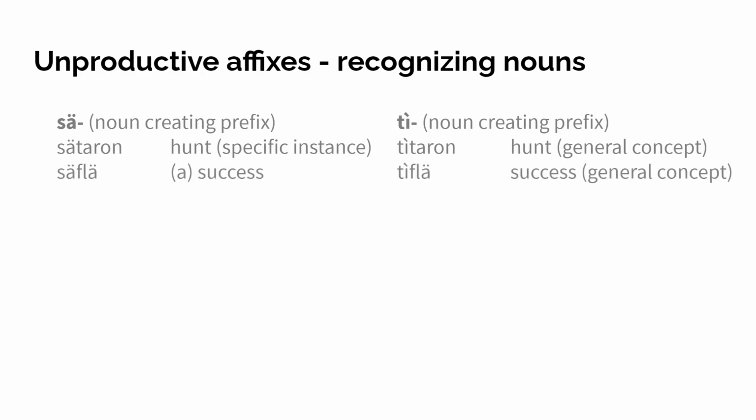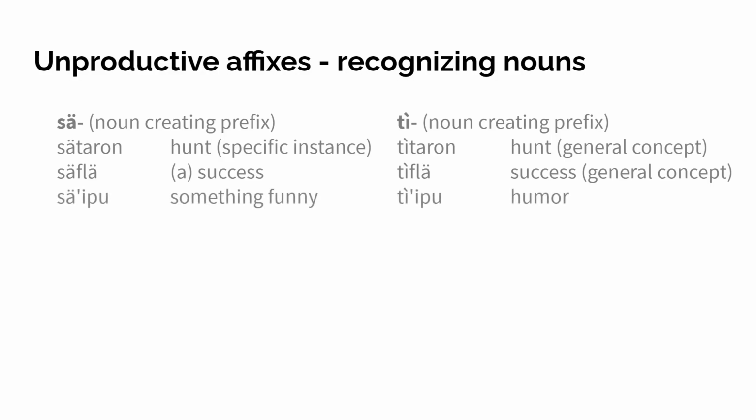We also have sefle and tefle. Sefle again is a specific instance of a success. So for example, if the hunt was a success, I would say it was a sefle, because it was a specific instance of a success. But if I want to say, for example, something like for success you have to work hard, then I would talk about the general concept of success, because for having success in general you have to work hard. So I would use tefle here.